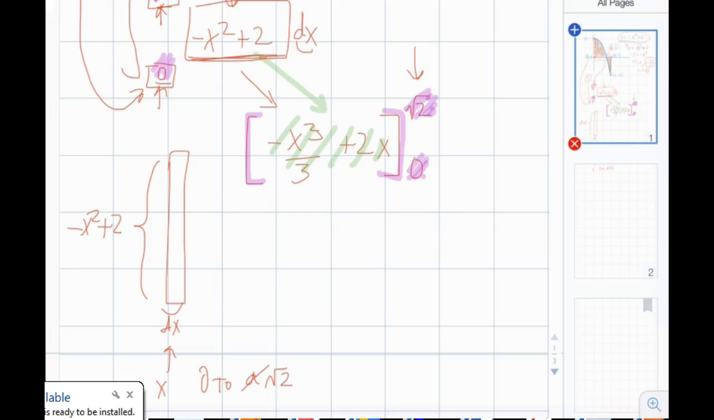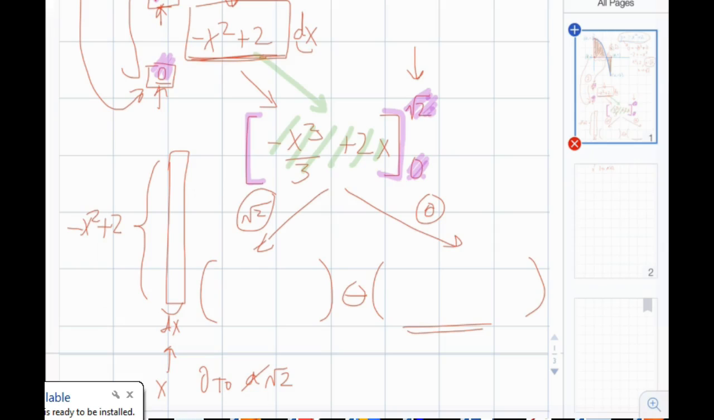So now what do you do? You are going to evaluate this function 2 times. One time you evaluate it with the limit square root of 2. One time you evaluate it with the limit 0. And in between, you're going to subtract the 2. Make sure you put them in parentheses, especially this expression here, since you're subtracting. Some people get confused on distributing the negative sign, so be really clear about this too.